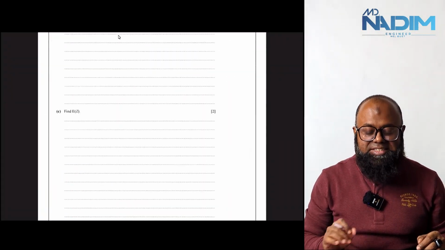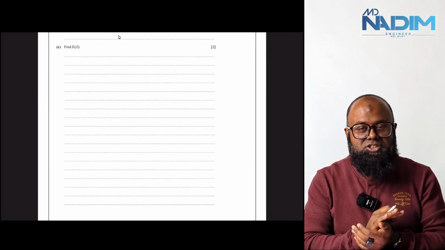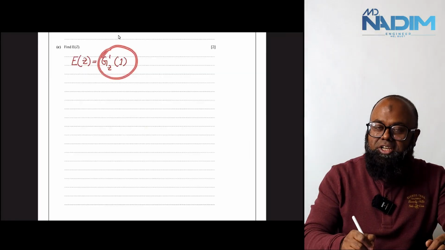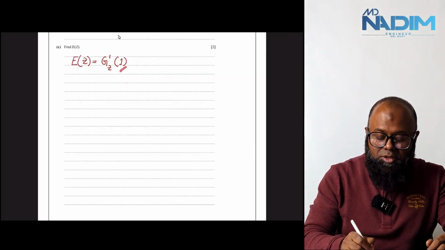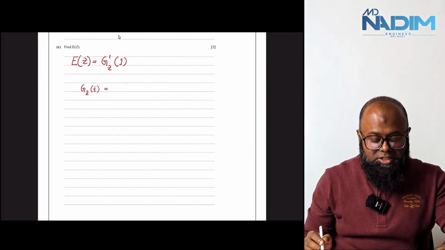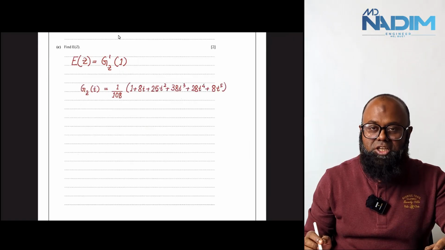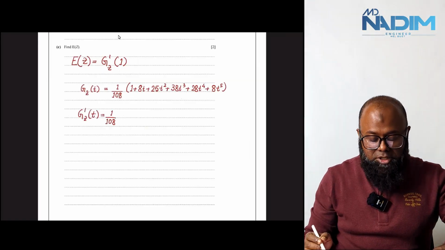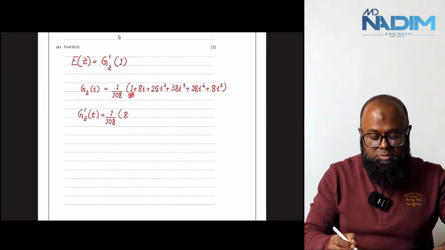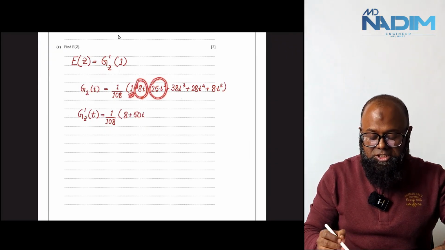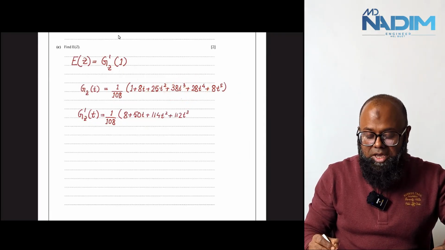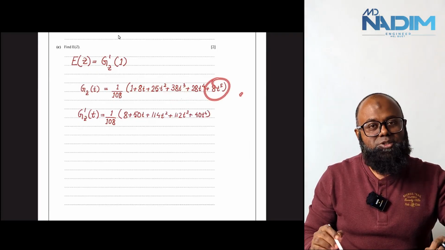Now, you are asked to find Ez, and from the previous lecture, lecture number 1 on this topic, we know that Ez is equal to the first derivative of the generating function, and the value of t would be 1. So, if I take the probability generating function here, how to get the first derivative? Just differentiate it once. So, 1 by 20, 1 by 108, if I differentiate 1, it would be 0, 8t, 50t squared, then 114t squared, now differentiating this one 112t cubed, and this one 40t to the power 4.